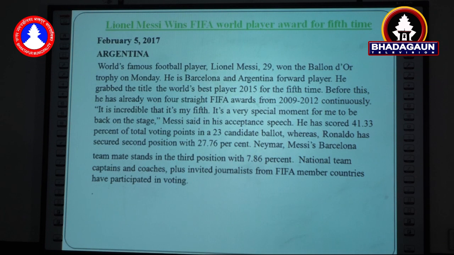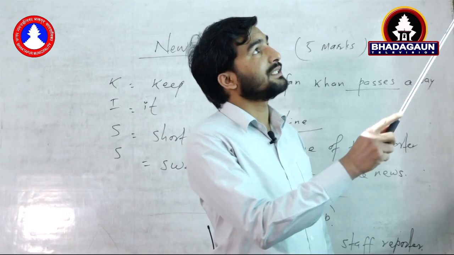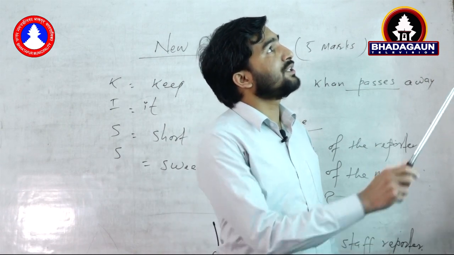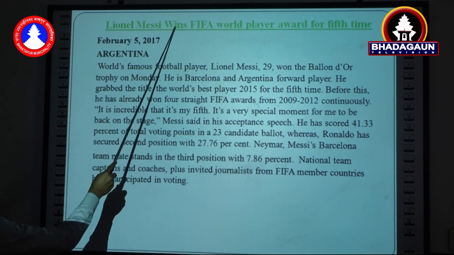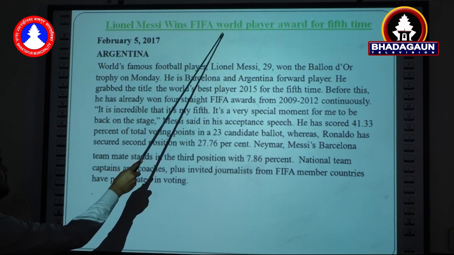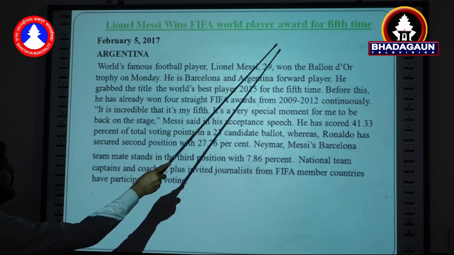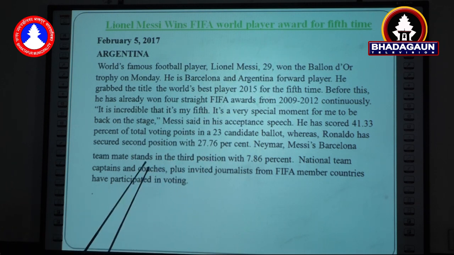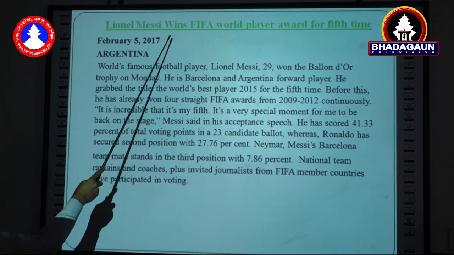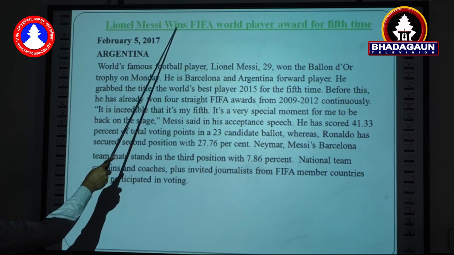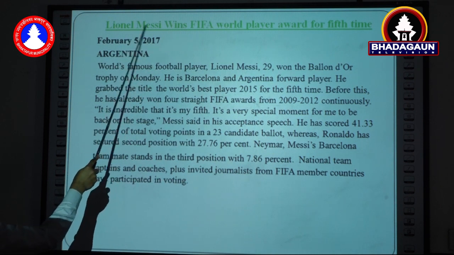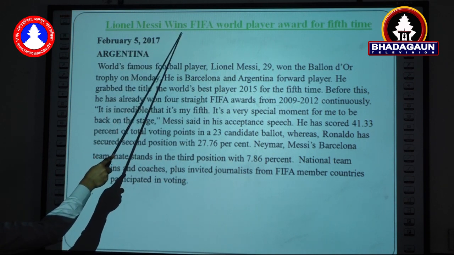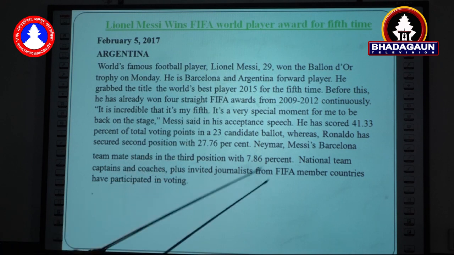Now, when we develop those clues into the perfect, or say complete, news, we can write the news in such a way. Lionel Messi wins, present simple tense, FIFA World Player Award for the 5th time. I have developed this title, this headline, on the basis of the given clue. So, this can be the headline. You can write another headline if you think so.